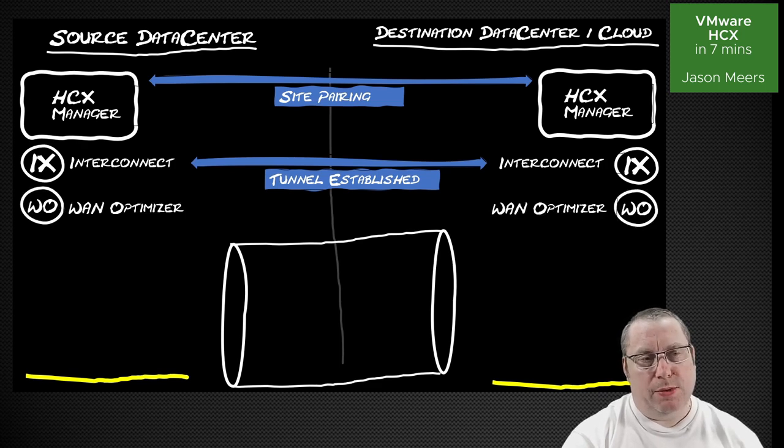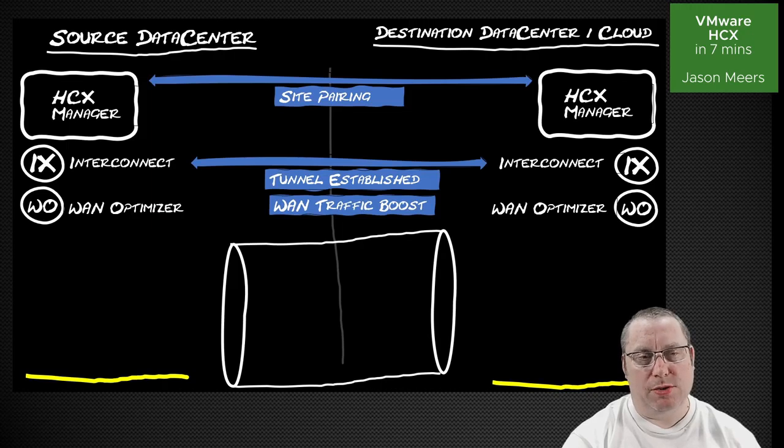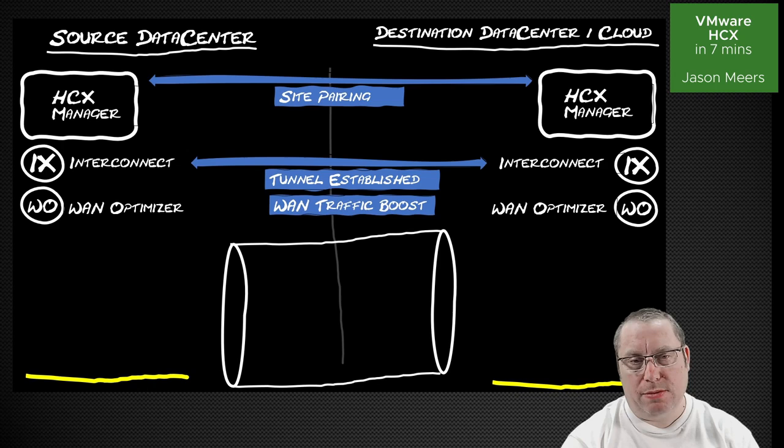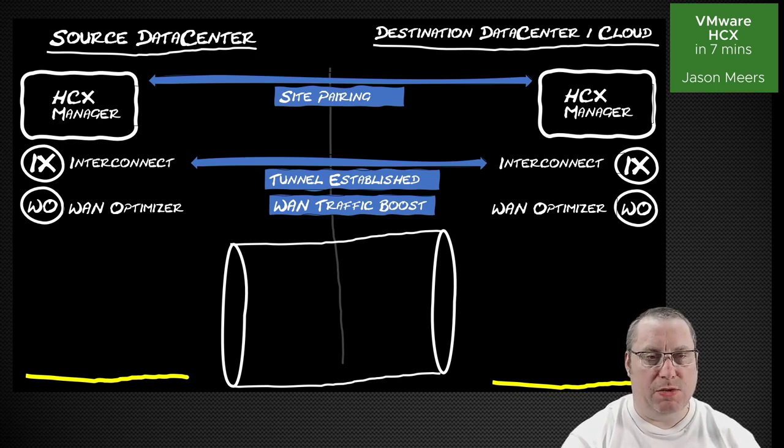The next thing, which is optional but usually recommended, is a WAN optimizer. We have a WAN optimizer deployed at either end, and of course once we've got a WAN optimizer, we've got a WAN traffic boost between them. Very important if you're doing stuff between data centers and clouds. It might not be as important if you're doing data center to data center and you've got good connectivity, but the option is there to optimize or boost the performance of traffic if you're going over a WAN.